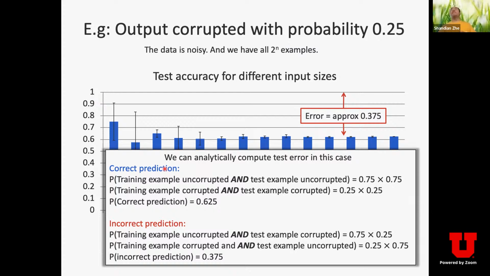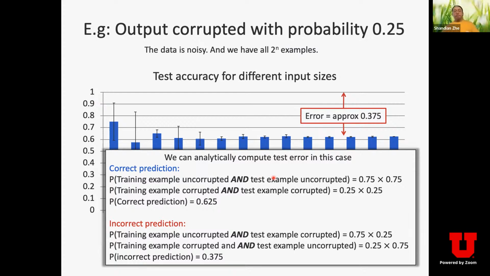Two possible cases. One is that in the training stage, this example is not corrupted, meaning it maintains the original label, and also in the test stage, the label is not corrupted as well. So meaning this example at both the training stage and test stage keeps the original label. Because our decision tree classifier will always fit the training example, if in the test stage the label is the same as that label in the training stage, of course it's going to make a correct prediction. That's just one case.